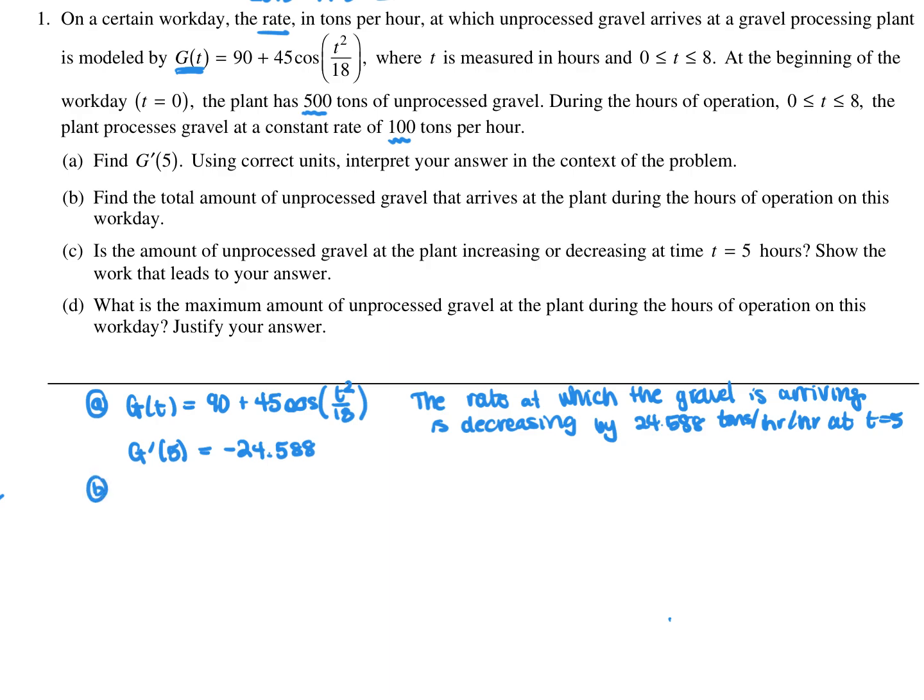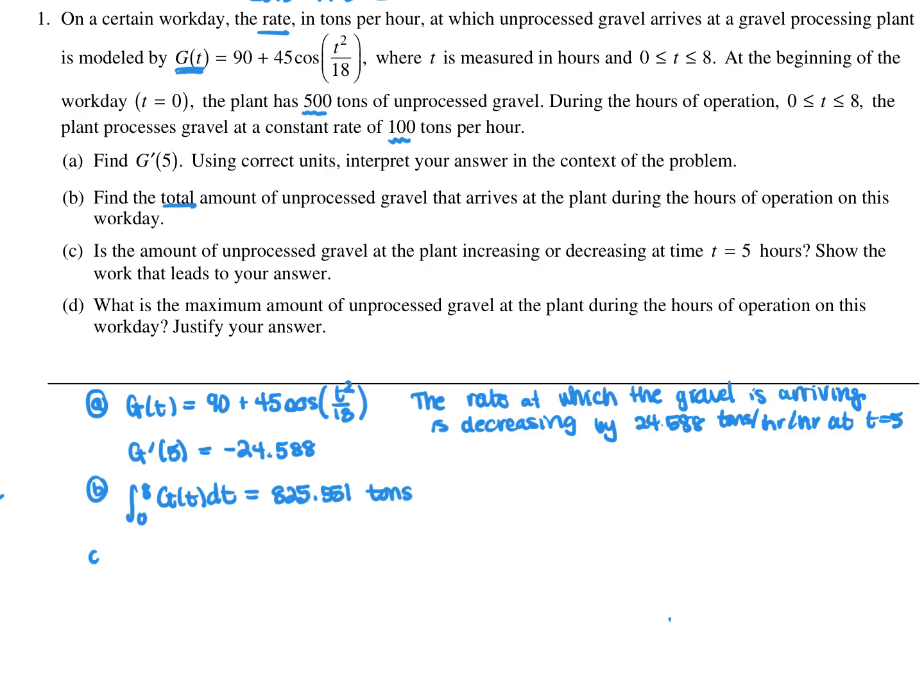Part B. Find the total amount of unprocessed gravel that arrives at the plant during the hours of operation on this workday. If we want to talk about the amount that arrived, we're going to integrate the rate that it came in from 0 to 8. You're going to integrate from 0 to 8 of G of t dt, and again, put this in your calculator, and you're going to get 825.551 tons.